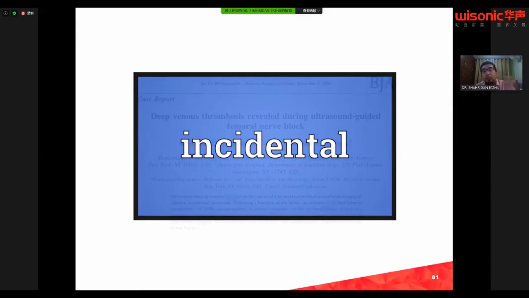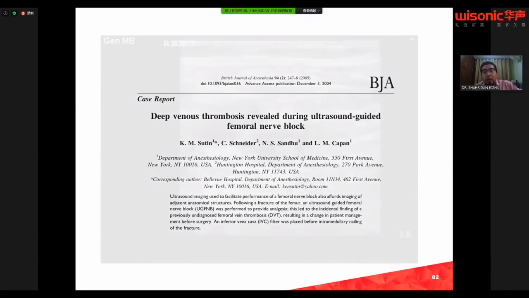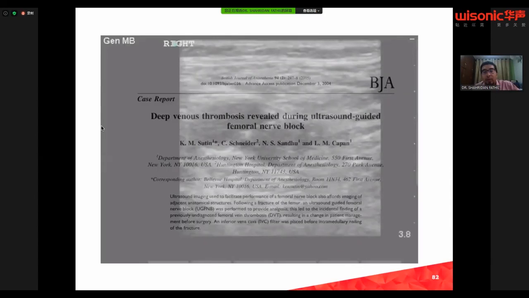It's important for us to realize or pick up abnormal findings. This is a case report of a femoral nerve block where the practitioners actually diagnosed deep vein thrombosis. This is an example of a video of a deep vein thrombosis. You could see that even the arteries are kind of compressible.